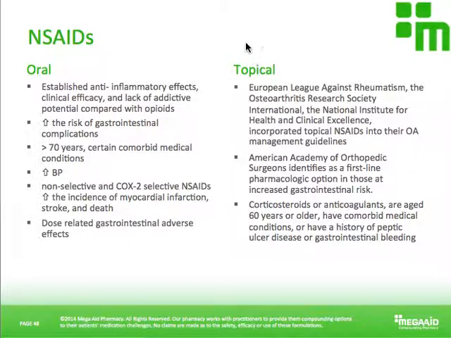Topical NSAIDs are recommended by several different clinical societies, including the European League Against Rheumatism, the Osteoarthritis Research Society, the National Institute for Healthcare and Clinical Excellence, and also the American Academy of Orthopedic Surgeons, which identifies topical NSAIDs, specifically topical, as first-line pharmacological options for those patients who have an increased gastrointestinal risk and have comorbid conditions or have a history of peptic ulcer disease.